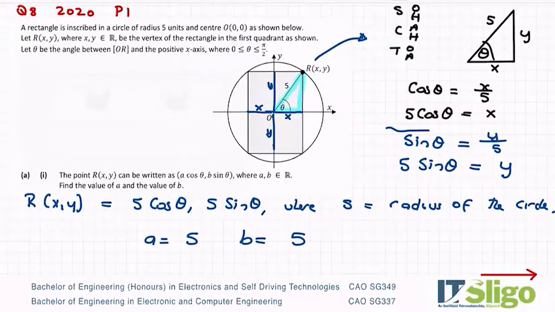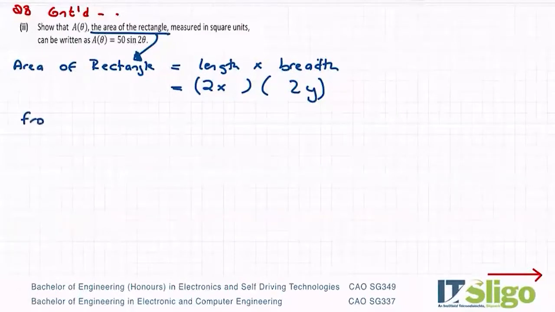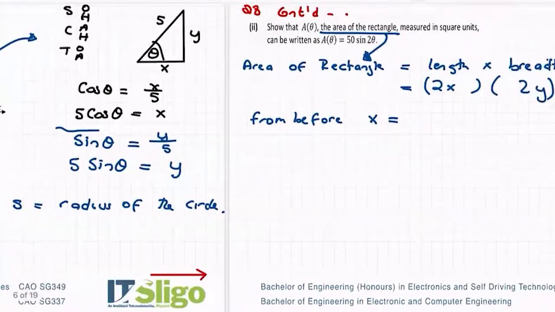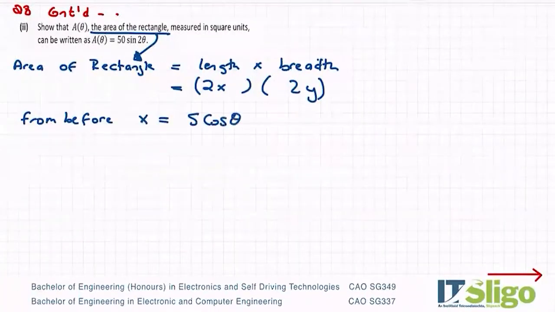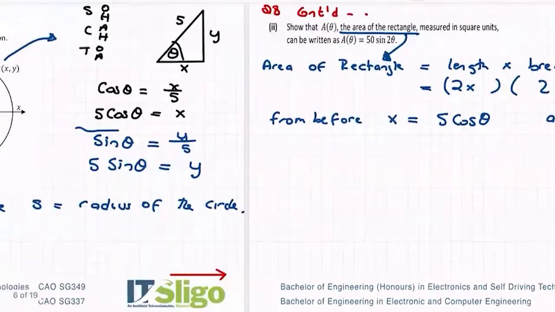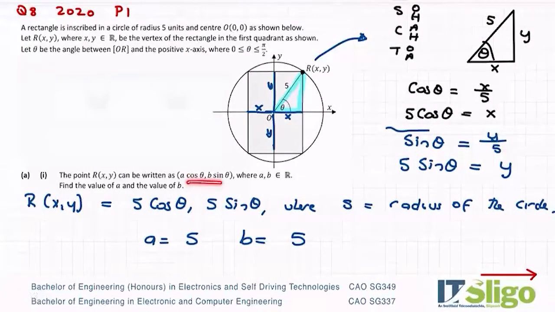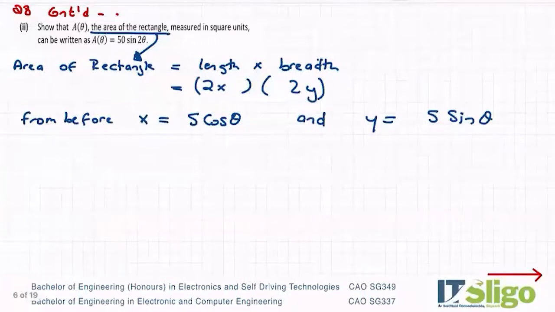Okay, so my x then, so from before, x is equal to 5 cos theta. And y is equal to 5 sine theta, okay? How these get remembered is Christian name, surname. So that tends to be the way you remember them, which one comes first, cos or sine. So your name is Christian name, surname, okay? So cos, sine, so x, y. Okay, so my x is 5 cos theta and my y is 5 sine theta.